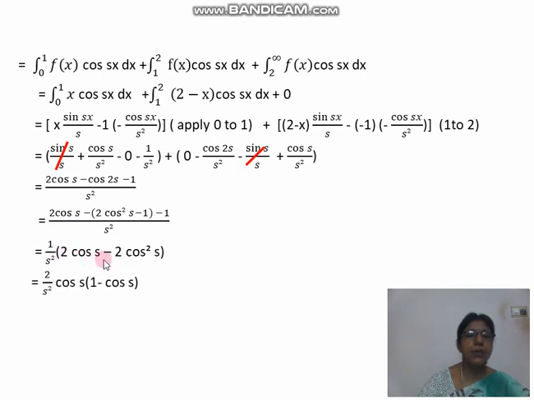Now 2 can also be taken common, 2 by s square, cos s is common in both, so 2 cos s, and in the other term 2 cos s into cos s. Now 2 common, 2 by s square, cos s also common. Now we have 1 minus cos s, which is the required Fourier cosine transform of the given function.